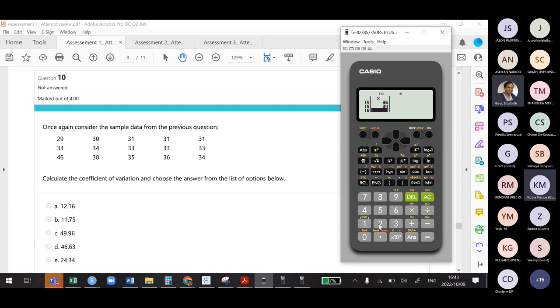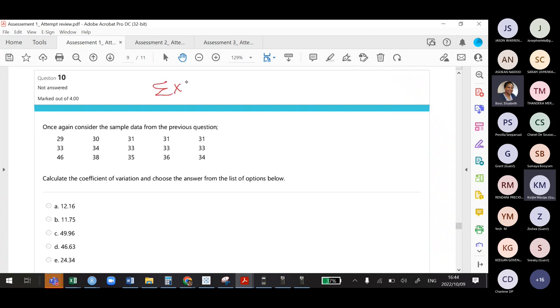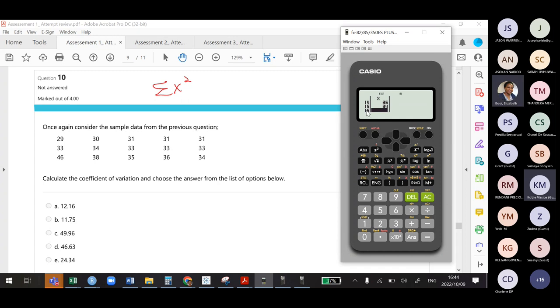Continue with 31 equal, 32 equal, 33 equal, and so on, 36 equal, 38 equal, 35 equal, 36 equal and 34 equal, and there should be 15 data points. Once you have captured your data, the question just needs the sum of your x squared. Even though they give you the summation from i to n, it's just asking you to find the sum of the x squared. So once you have captured your data, go back, shift stat, and use the summation 3.